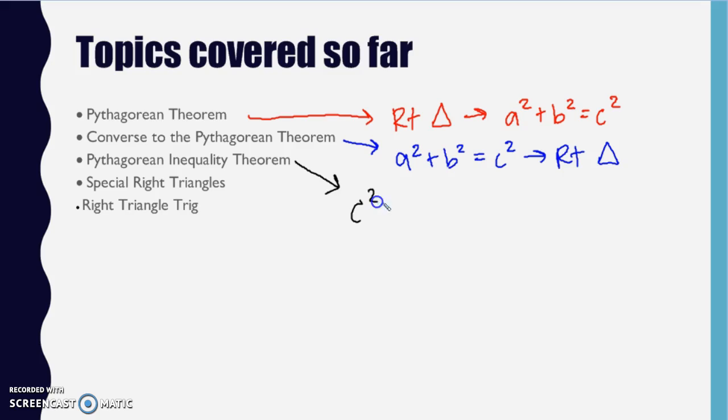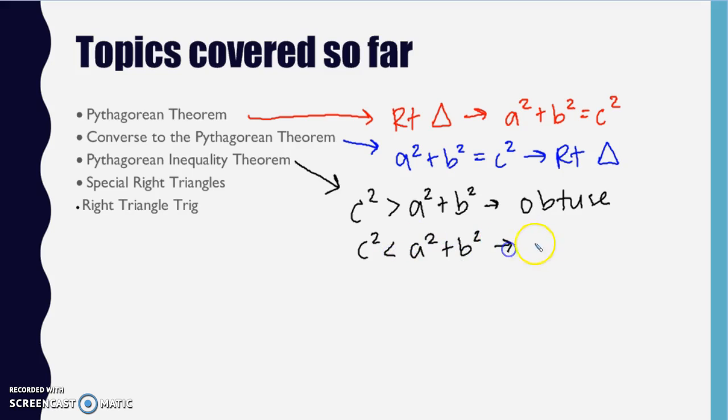Now, it's not always going to be a right triangle, which is where our Pythagorean inequality theorem comes in. If c squared is greater than a squared plus b squared, that tells me the triangle is obtuse. If c squared is less than a squared plus b squared, that tells me the triangle is acute. So we've got all these ways of classifying our triangle by its angles.